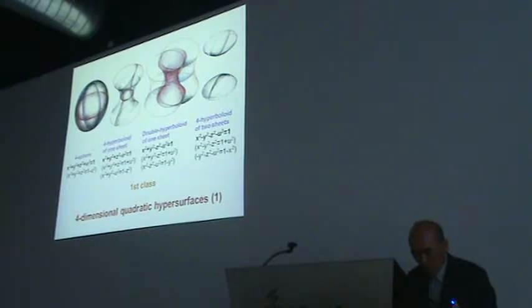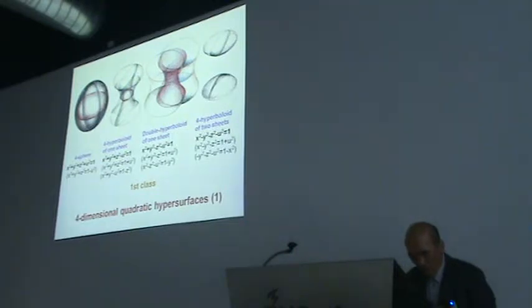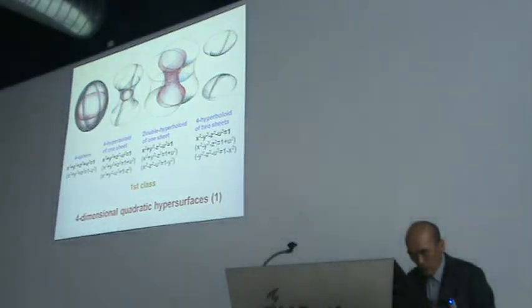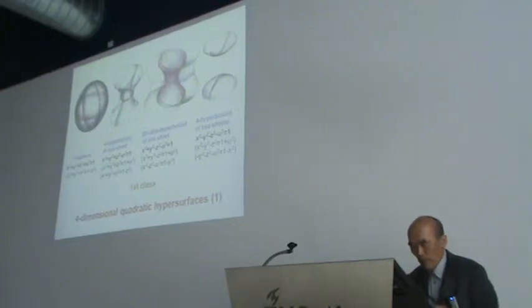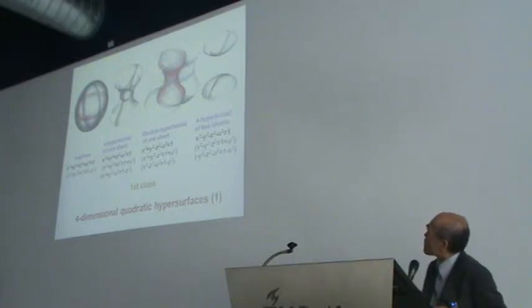The four-dimensional sphere is constructed of rotating three-dimensional spheres in this figure. The four-dimensional hyperboloid of one sheet is of three-dimensional spheres and hyperboloid of one sheet. The double hyperboloid of one sheet is of hyperboloid of one sheet, and the four-dimensional hyperboloid of two sheets is of spheres and hyperboloid of two sheets. Please look. Slowly.